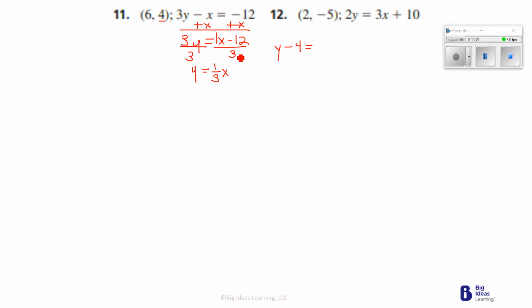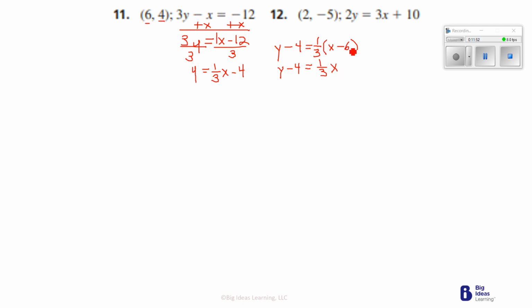Let's see, negative 12 divided by 3 would be negative 4. All right, so my slope is actually going to be 1/3. And then I'm going to pop in x minus x1, and x1 was 6. All right, now let's go ahead and work this. We got y minus 4 is going to be equal to 1/3 x.